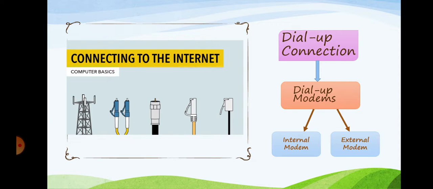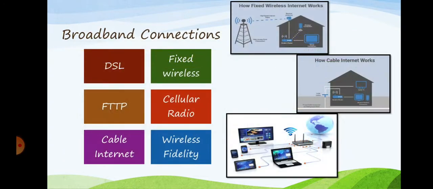Second is the broadband connection. Broadband connection is a high speed technology. With broadband service, your computer is usually connected to the internet the entire time it is powered on. You can use broadband internet to download web pages very quickly, play online games, and communicate in real time.